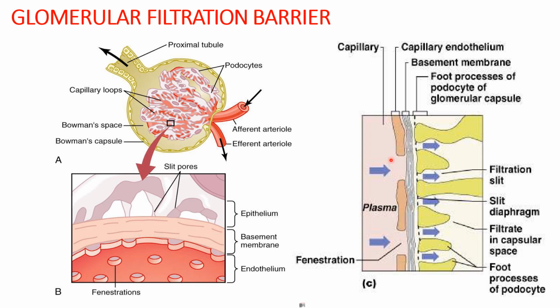So this side you can see. So these are the, see here, capillary, and then capillary endothelium, basement membrane, foot processes of podocyte. So in this way you have to remember. So from capillary side to glomerular side: capillary, then endothelium, basement membrane, and then foot process of podocytes.